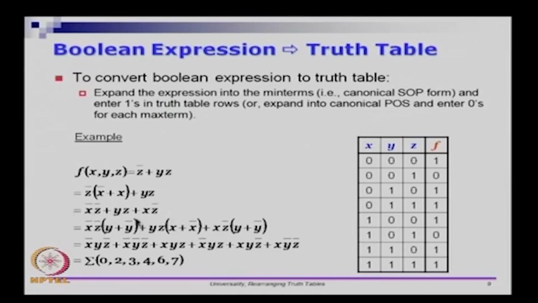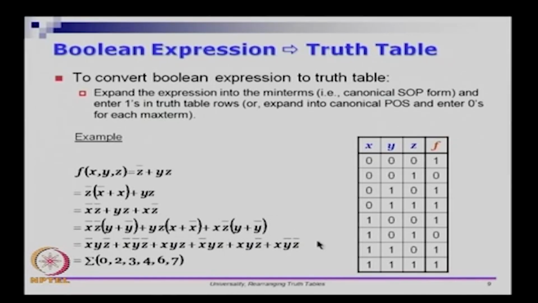Then this is essentially a rearrangement, x bar z bar plus yz plus xz bar. Now if you look at each of these terms, this term is missing a y, so we introduce y. This term is missing an x, so we introduce something in terms of x. This is missing a z, so we introduce something in terms of z. Sorry, this is missing a y, so we introduce something in terms of y. That gives us these 6 terms.